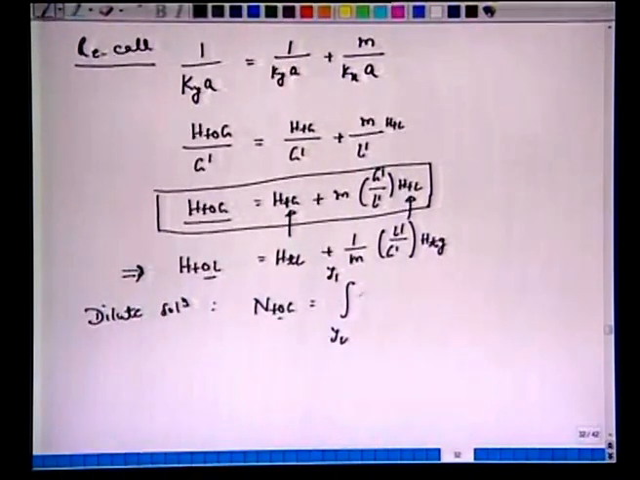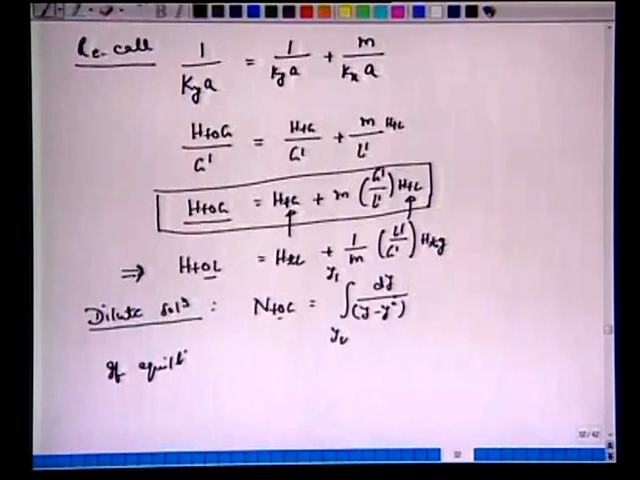So, NTOG, the overall mass transfer units, will equal the integral of dy over y minus y star. We do not have any other terms because we are assuming dilute solutions. Now, if the equilibrium curve is linear, which sometimes happens over a concentration range, that means we can write y star equals m x plus c.